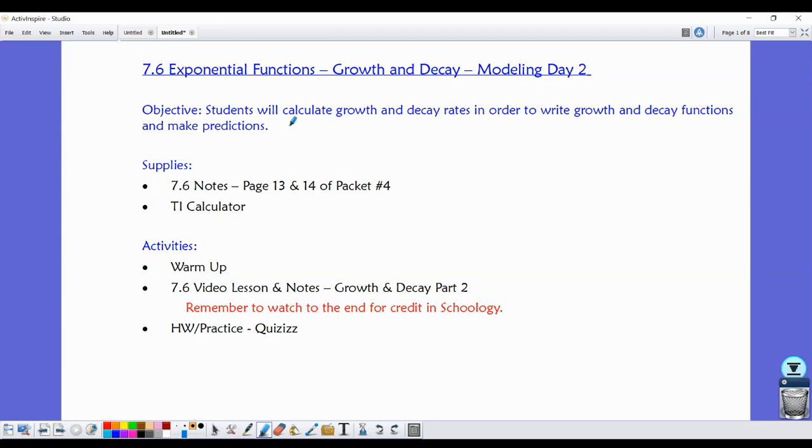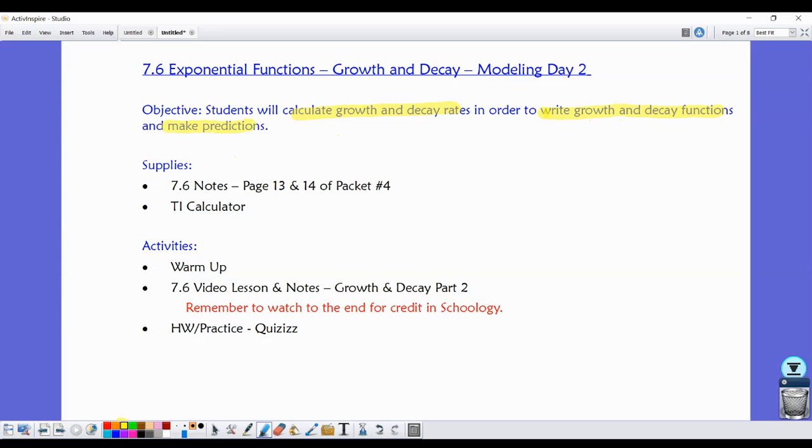What's different today is we're going to be calculating growth and decay rates in order to then write our growth and decay functions and make predictions. So these three things I've highlighted, you've already done the second and the third. What's going to be new for us is we'll calculate the growth and decay rates because those aren't always given to us.